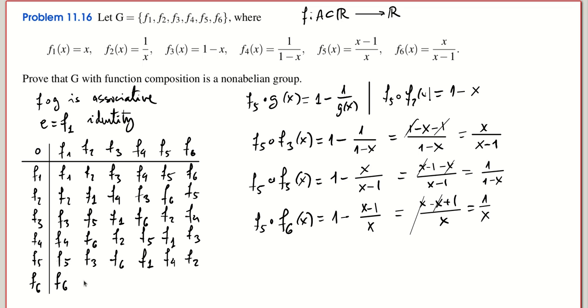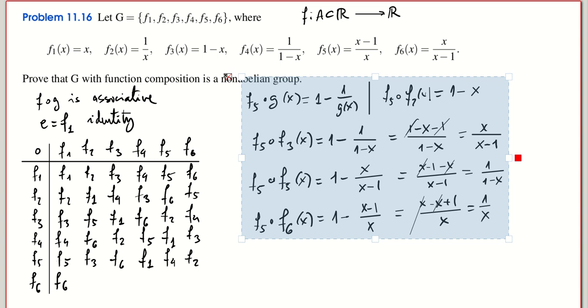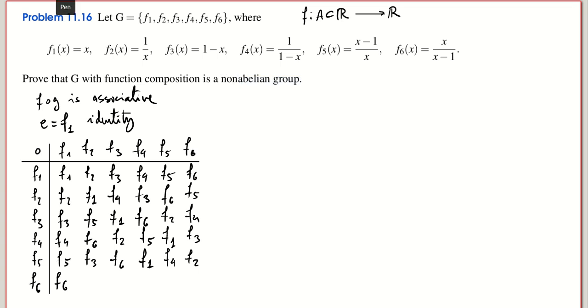Finally, we have to repeat the same story with f6. f6 composed with G, whatever G is, gives, this is f6, so it's G over G minus 1. This is going to take a bit more work. All right, so let's do f6 with f2.